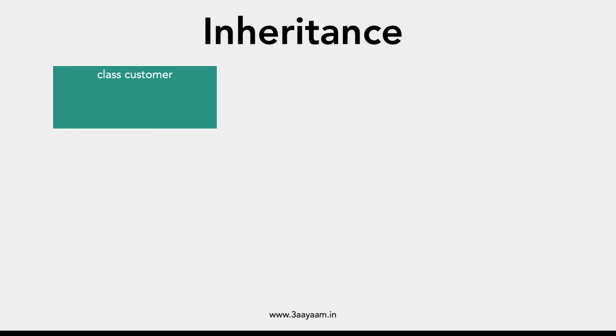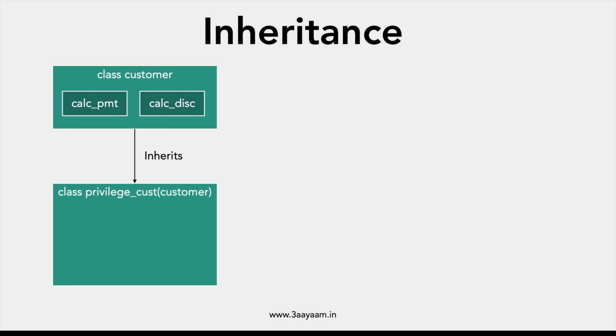So what is inheritance? Let's say we have a class customer and this class has multiple methods like calculate payment, calculate discount, etc. Then we can inherit this class and create a new class, let's say privilege customer. This is how we create the inherited class. The keyword is class followed by the class name, and in the bracket we mention the class that it has inherited from. In this case, the class is customer.